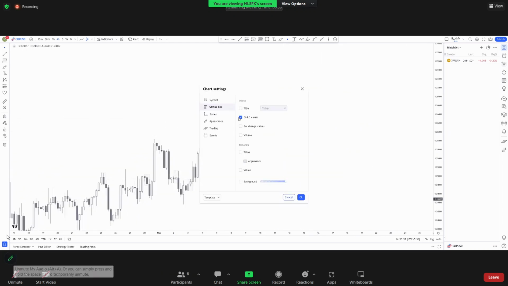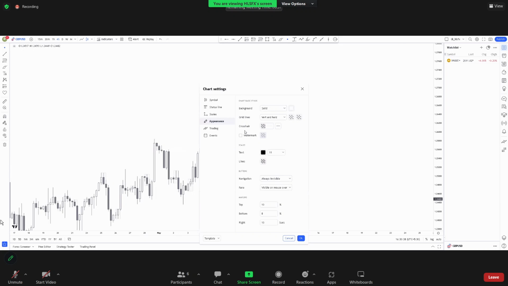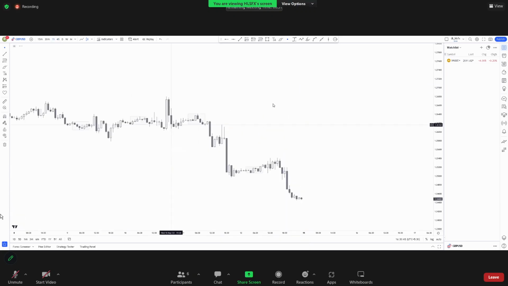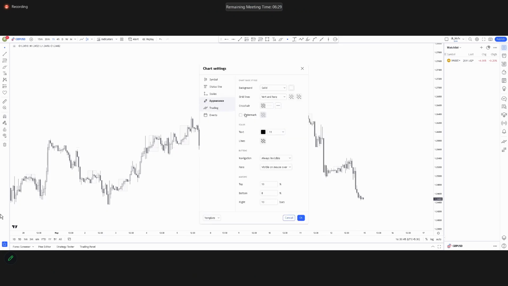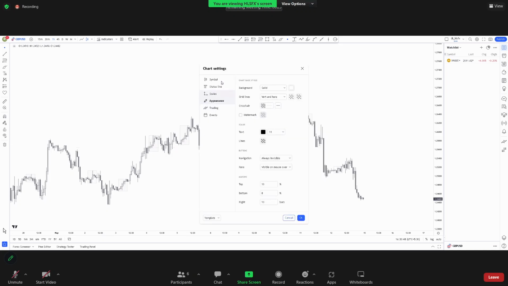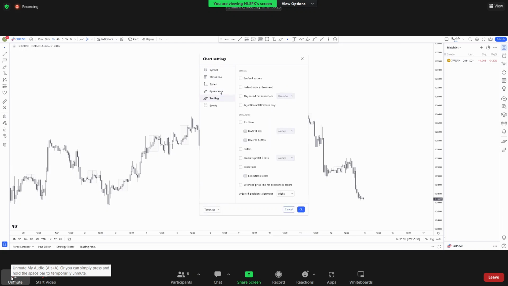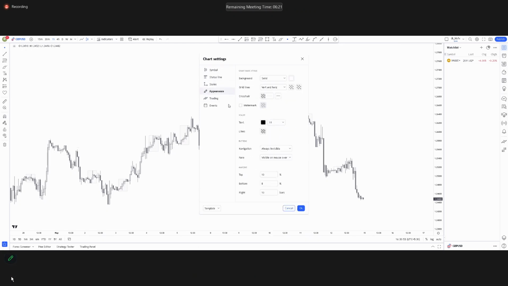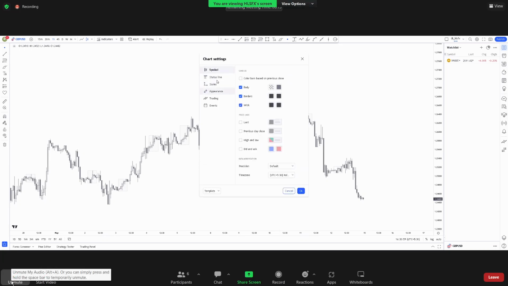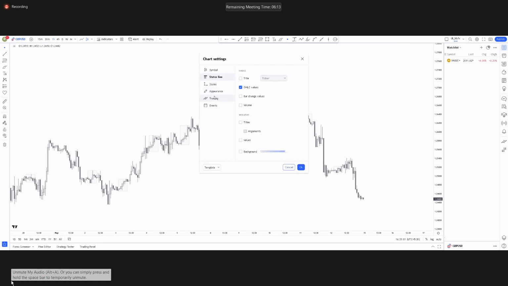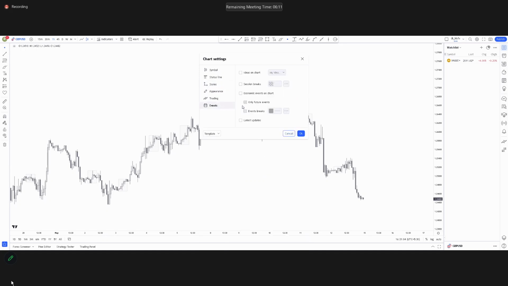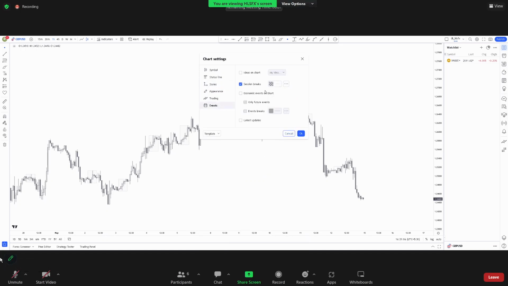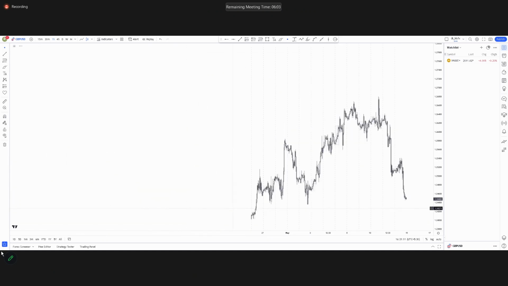Okay, let's go to the settings here, and then go to appearance. What is this time frame? It's 4 hour. Okay, let's go to the 1 hour time frame and go to the settings, appearance, scales, symbols, trading. Where is it actually? Yeah, session breaks. It's here. Okay, they've changed the settings. Okay, now this is a session break.